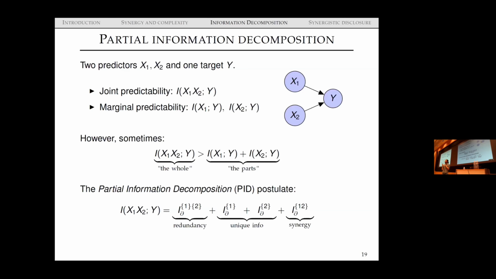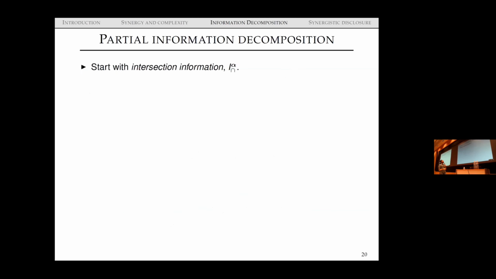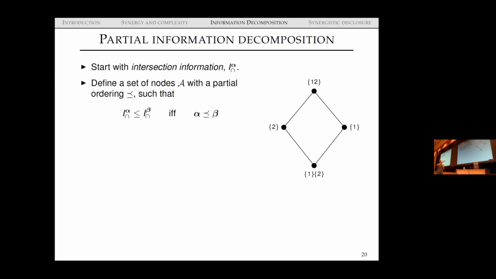Okay? I don't want to get into a lot of the details, but mathematically, you define an intersection information. That's how much information a bunch of variables have in common. Then you set up this lattice that says that the information that 1 and 2 have in common must be less than the information that 1 has on its own, or that 2 has on its own, and those must be less than the information that they have together.